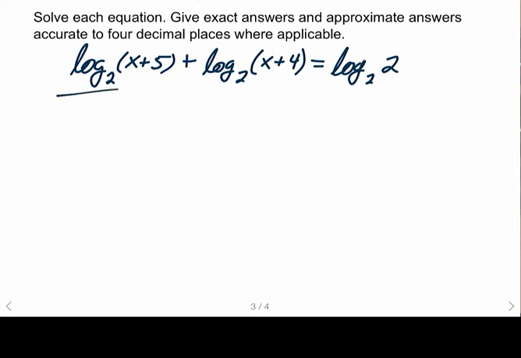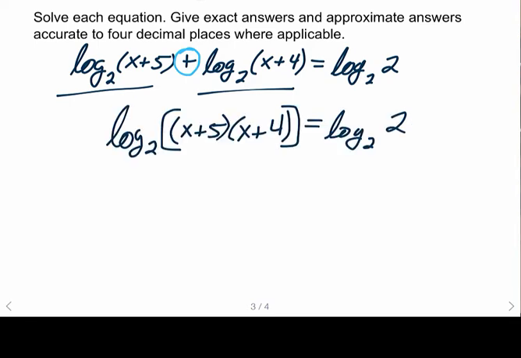We need to combine logs first. Whenever you've got more than one log in an equation, actually when you have more than one log on one side of an equation, it's a good idea to combine those logs. Because these log terms are separated by a plus sign, we're going to combine them through that property that says we now multiply the arguments. What that's going to look like is log base 2 of x plus 5 times x plus 4 is equal to log base 2 of 2.